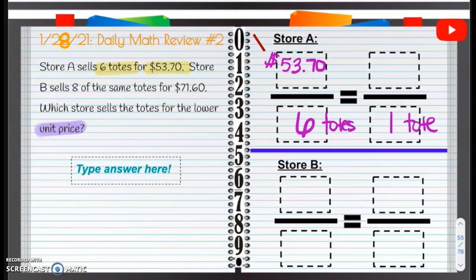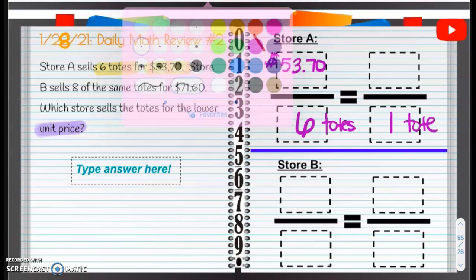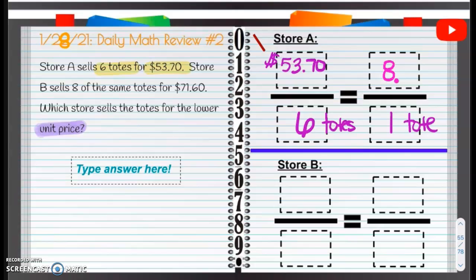All right, $53.70 divided by 6 is going to be $8.95.